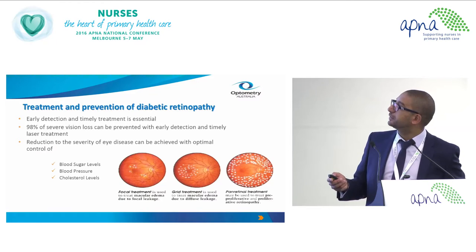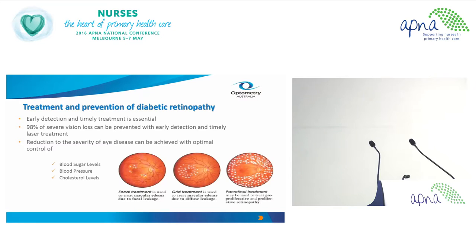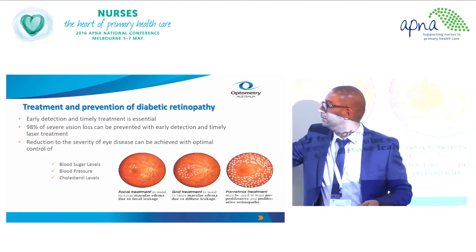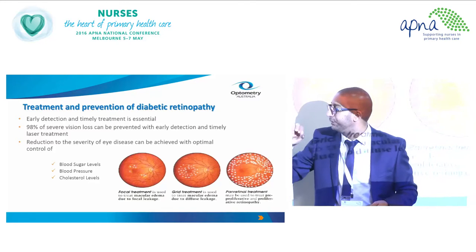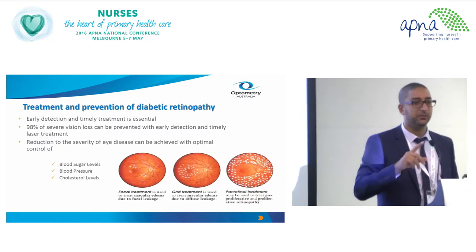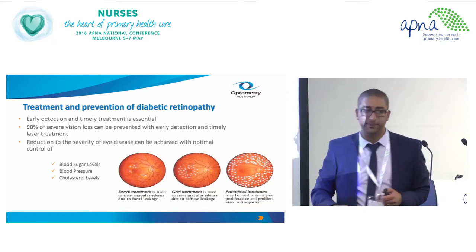98% of severe loss can be prevented with early detection. This is focal treatment, so if you have some dot and blot hemorrhages just around the macula and around the optic nerve, you can get some focal laser treatment. That's why I was asking about laser treatment, whether you're talking about diabetic laser treatment or refractive surgery, because there's laser treatment involved in diabetes.